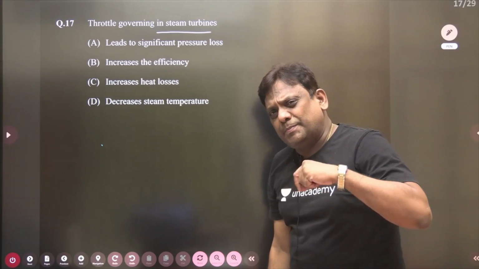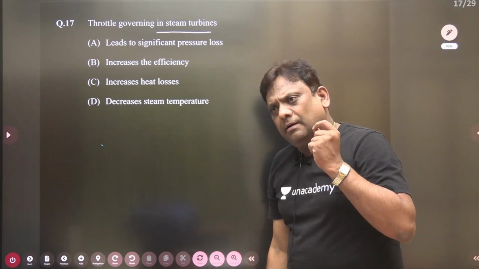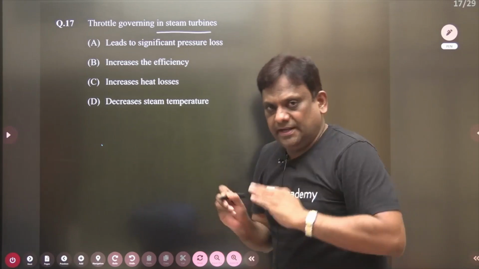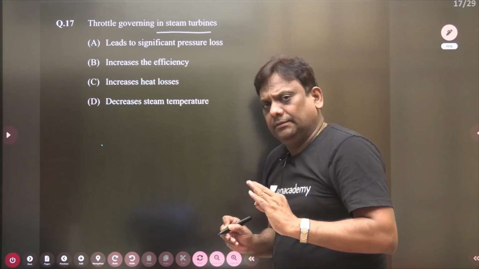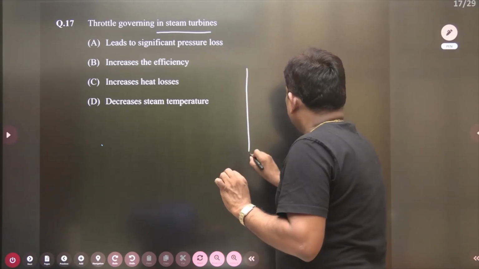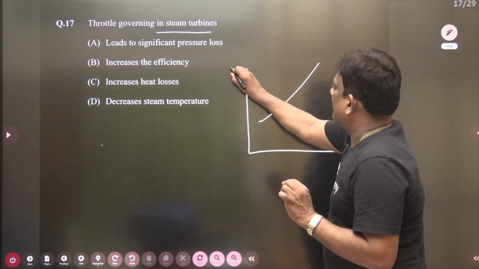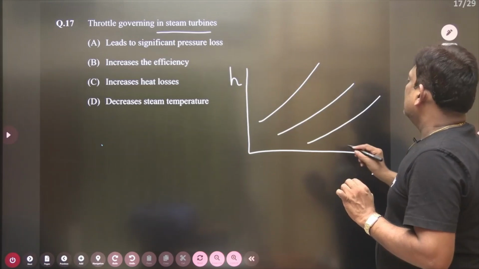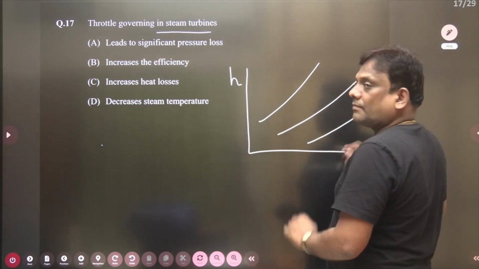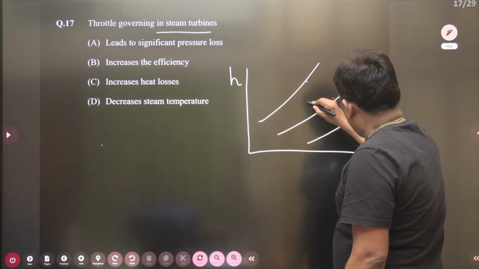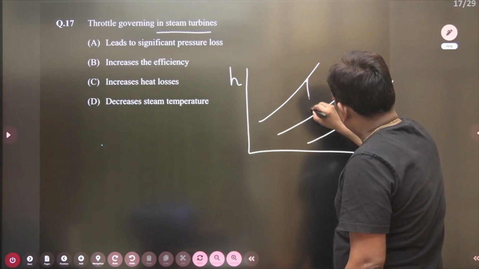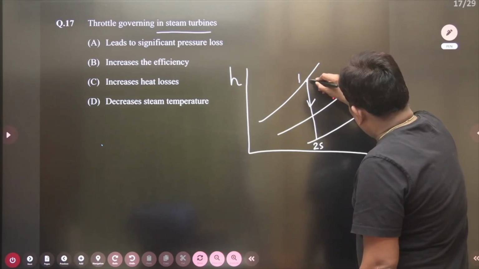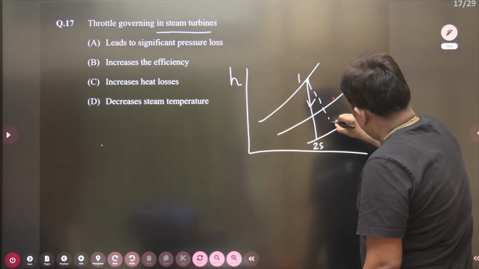You know that irrespective of the load, we control the speed in governing. There are different types of governing. In throttle governing, the steam is throttled. For example, let me take enthalpy here and entropy. These are, let us say, constant pressure lines. The steam is throttled. Let us say this is the expansion 1 to 2s, but the actual expansion is irreversible, so let this be 2.